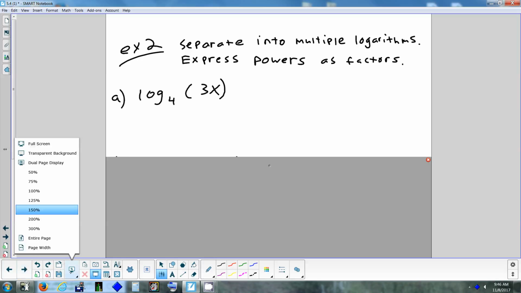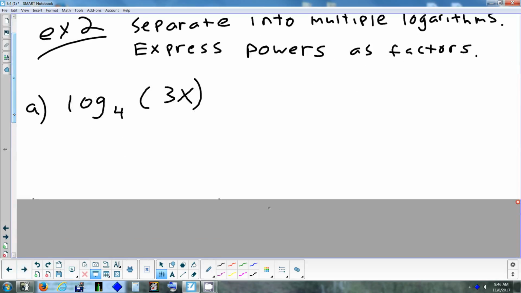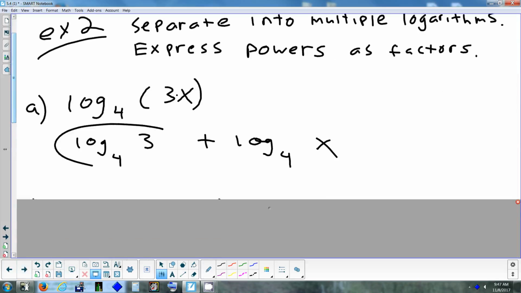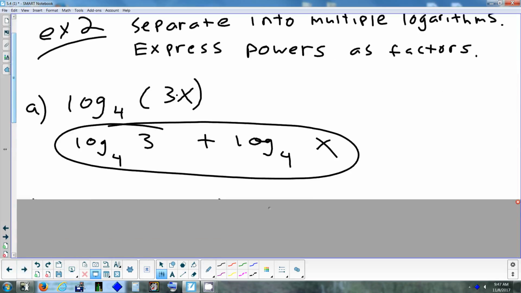All right, so what we're going to do with this one is just split it into two logs. Shauna, is that going to split as a sum or a difference? Yep, it's going to be a sum because it's multiplication. When you split it as a sum, whatever the base was to start with, that's the base when you split it. So it's both log base 4s. Dylan, what's going to be the argument to my first log? 3. And to my second log? X. Perfect. That's it. So log base 4 of 3 plus log base 4 of x.